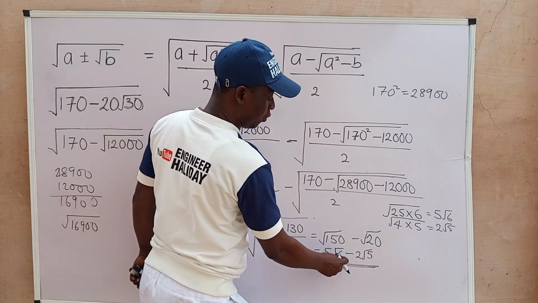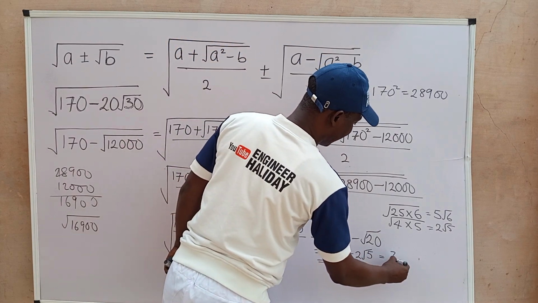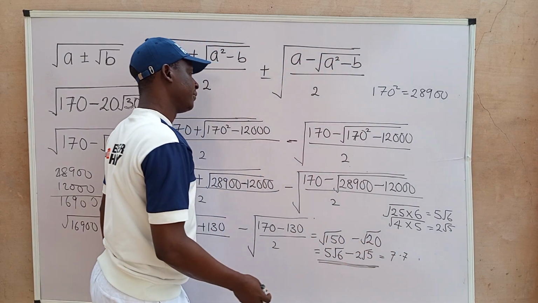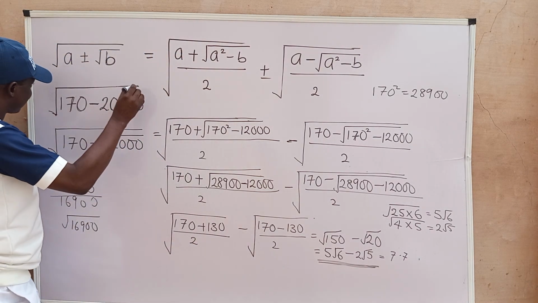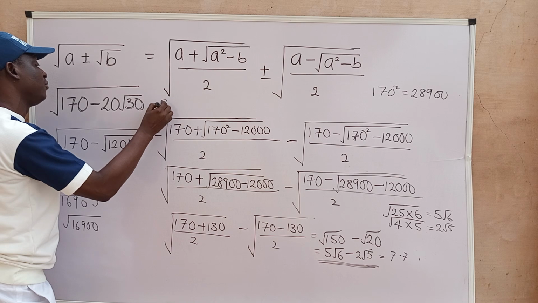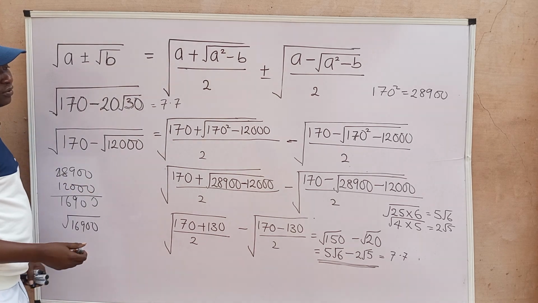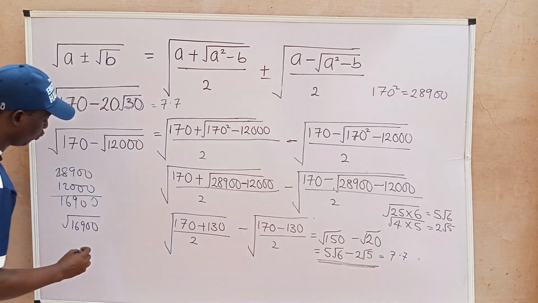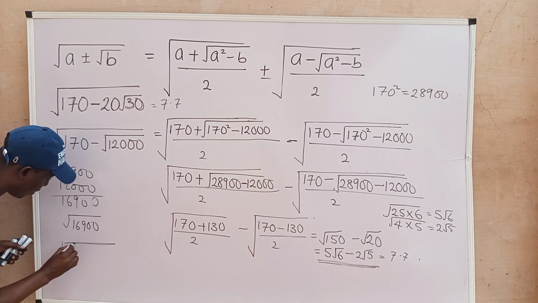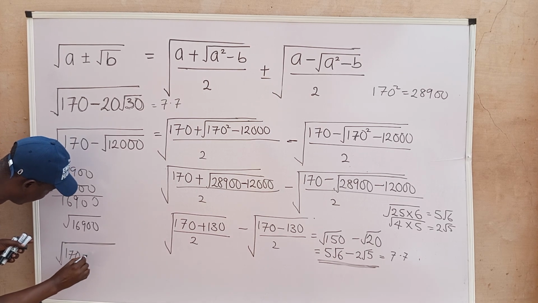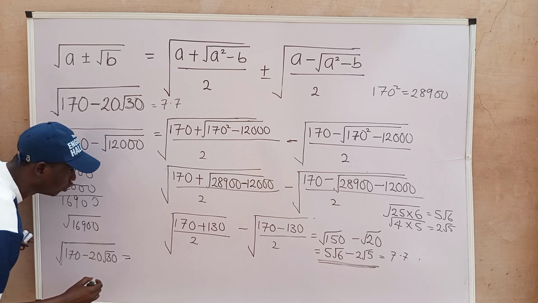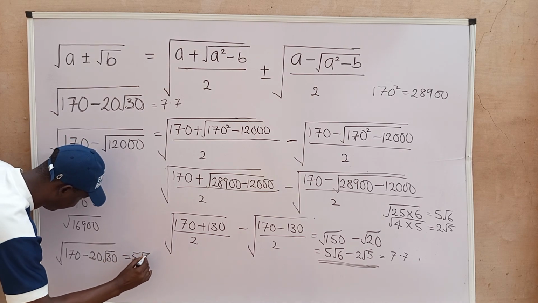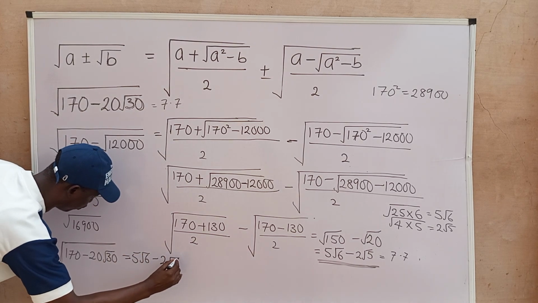So if you press this value now on the calculator, you are going to see 7.7 thereabout. So that means that the square root of 170 minus 20 root 30 is equal to 5 root 6 minus 2 root 5.